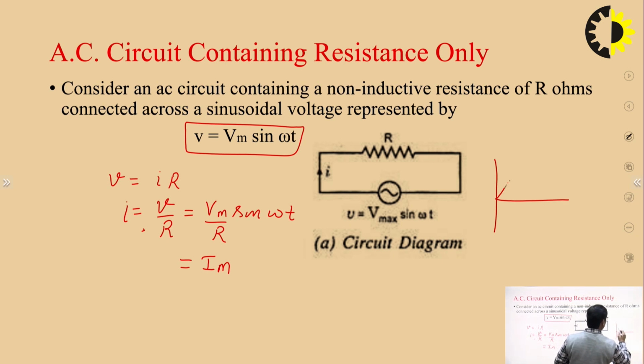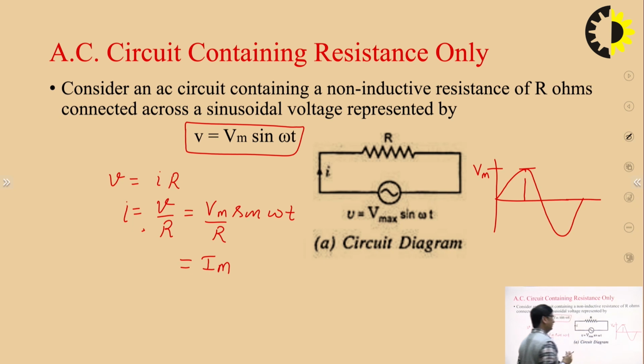Suppose this is the alternating voltage and this is the maximum value of the voltage, at some angle theta equal to 90 degree, and the current will be maximum, that is Vm upon R, where R is the resistance of the circuit. So I is equal to Im sin omega t, where Im is equal to Vm upon R. It's a very simple concept.